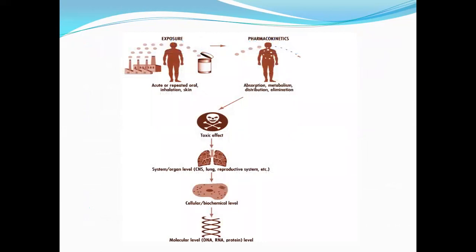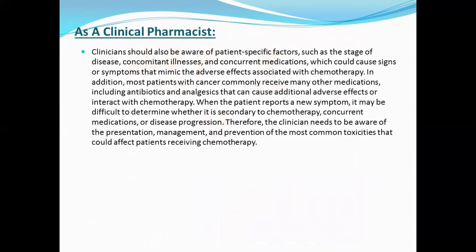The picture which I have shared shows exposure from the environment, when we inhale something or it is exposed to the skin, so it can cause a toxic effect after absorption, metabolism, distribution, and elimination. Then it goes to the organ level like CNS, lung, reproductive system, etc., then to the cellular level, then to the molecular level. Now, as a clinical pharmacist, what is our role?